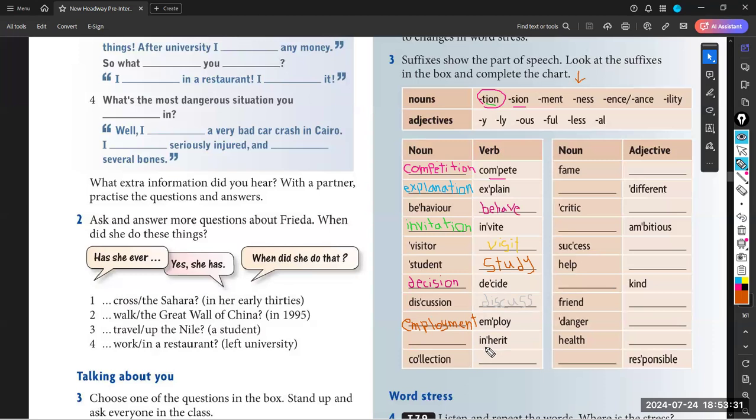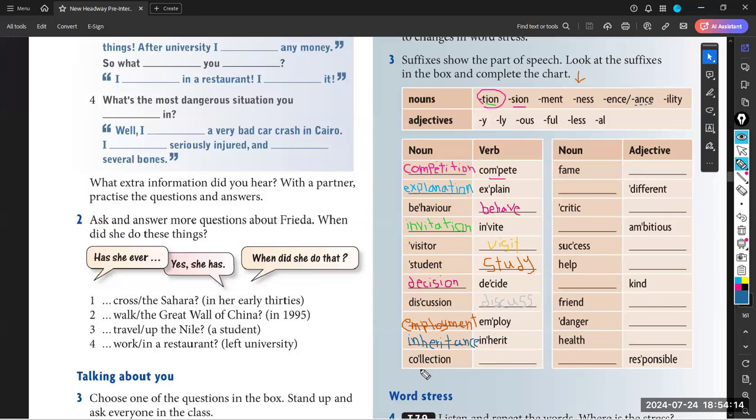We have inherit. Inheritance. Inheritable. Inheritance. Notice I have to add what? A-N-C-E. Inheritance. This is A, this is N, this is C, and this is E. So inherit as a verb, now the noun is inheritance.